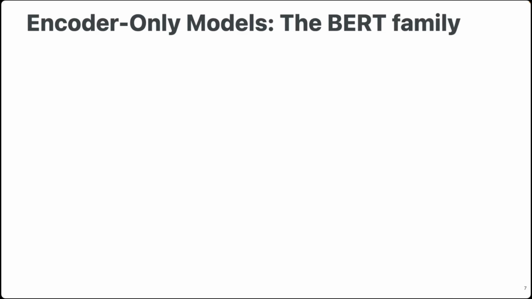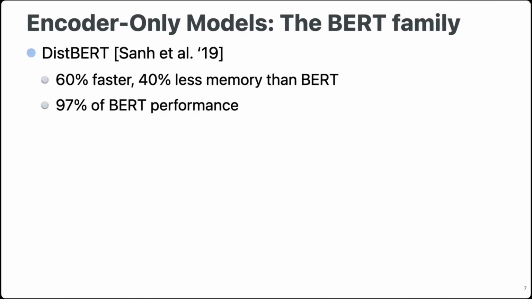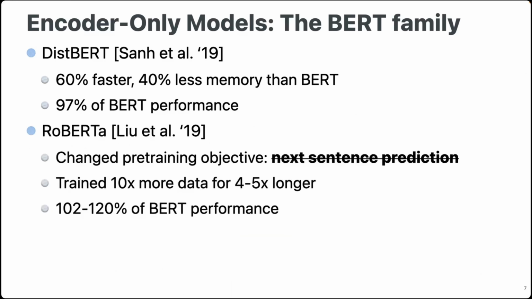And this really sparked a whole family of BERT models. For example, this one has faster training and less memory cost, but this comes with some performance degradation. Next, we also have RoBERTa.